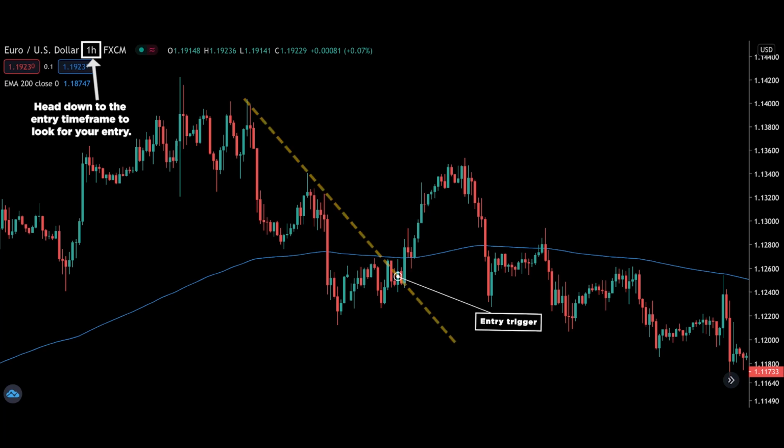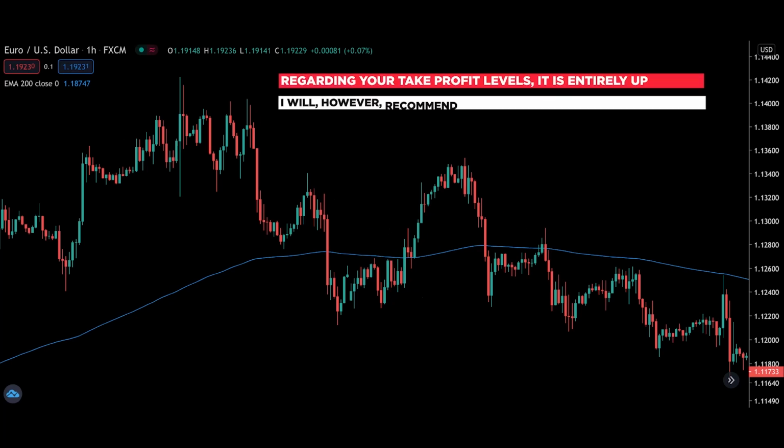In this case, we see that this descending trendline was broken after a correction. This will be our entry trigger, and you can set your stop loss below the recent swing low. Regarding your take profit levels, it is entirely up to you. I will, however, recommend using a trailing stop loss in this case.